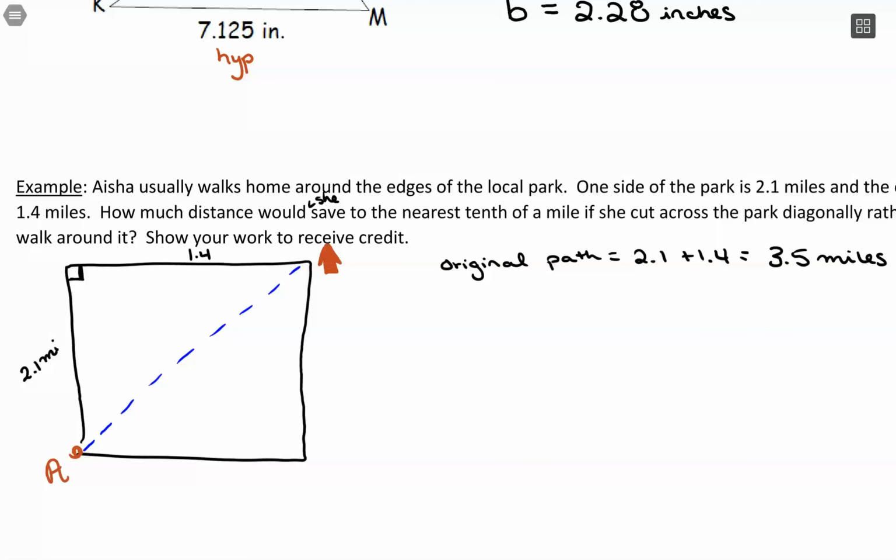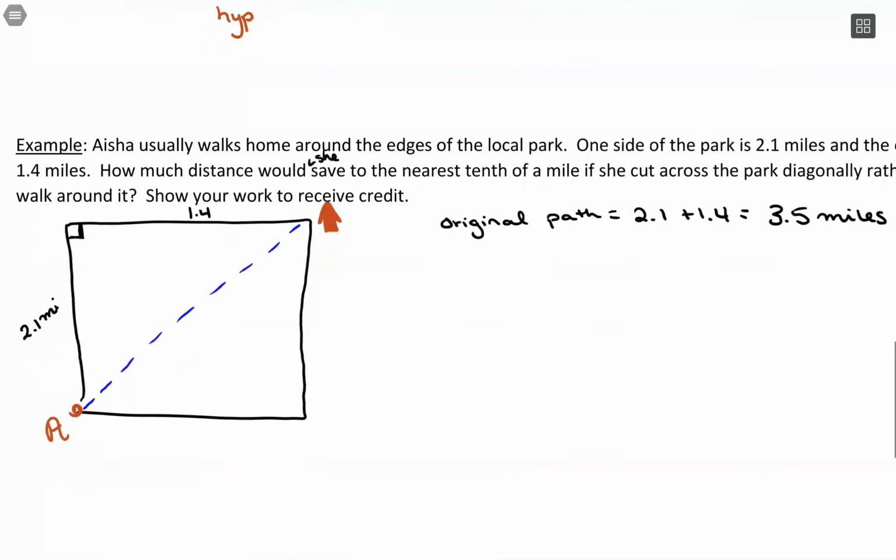So what we want to see is what's the length of this diagonal here, and that's where we can bring in the Pythagorean theorem. So we have our right angle, our unknown is the hypotenuse. So setting up our Pythagorean theorem, we're going to have our unknown squared, so hypotenuse squared equals 2.1 squared plus 1.4 squared. And solving, we just need to take the square root of both sides.